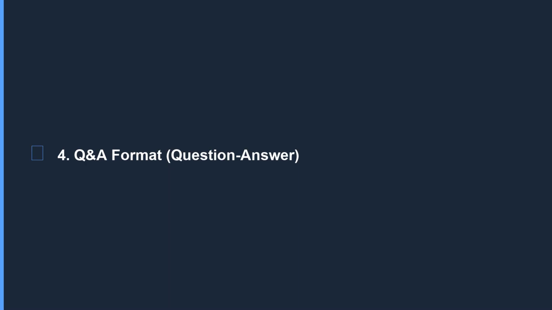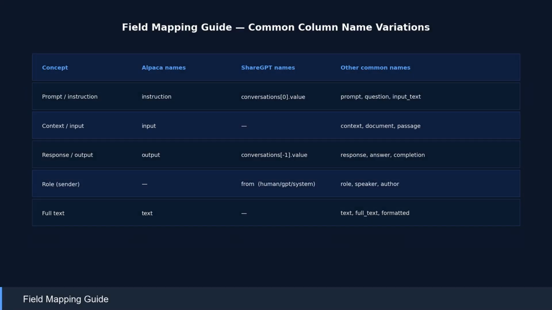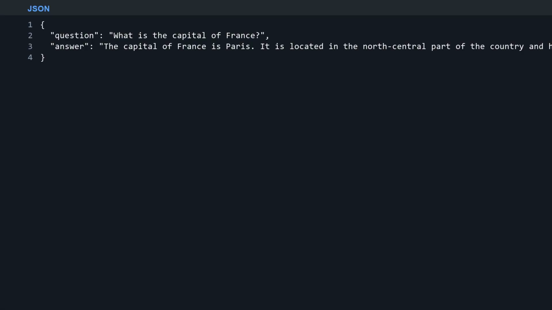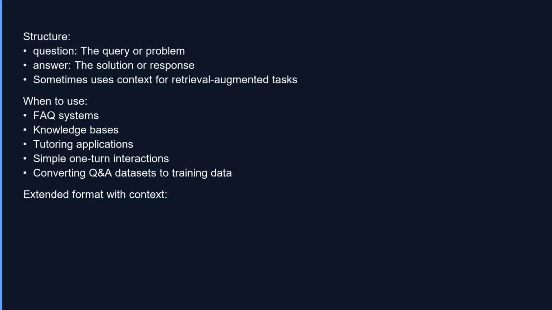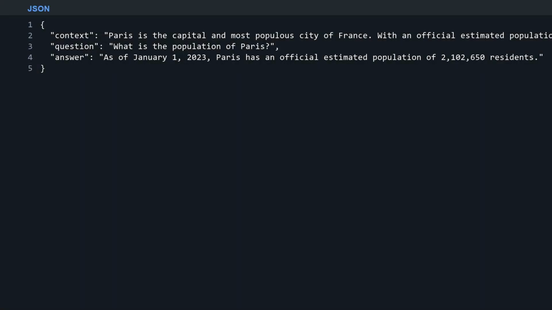Let's now look at 4, Q&A format, question-answer. Here we can see the field mapping guide. Best for knowledge bases, FAQ, tutoring. Here's the JSON code for this section. Structure: question, the query or problem; answer, the solution or response. Sometimes uses context for retrieval-augmented tasks. When to use: FAQ systems, knowledge bases, tutoring applications, simple one-turn interactions, converting Q&A datasets to training data. Extended format with context. Here's the JSON code for this section.